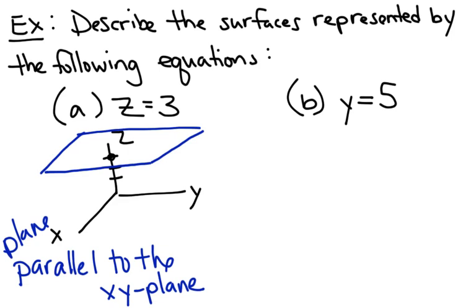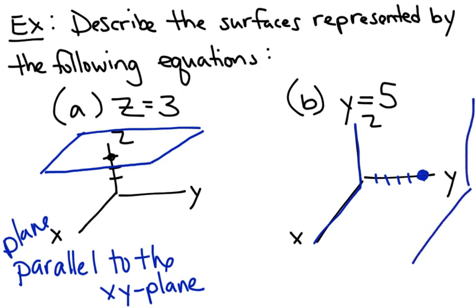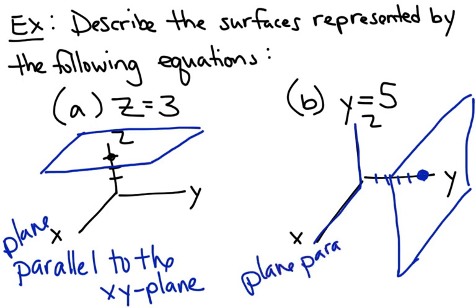For y equals 5, here's my 3-dimensional coordinate plane. Let's say y equals 5 is here. It would be some plane parallel to the xz coordinate plane. So it would look something probably like this. And I don't know how big the space is, but that's what it would look like. So it's a plane parallel to the xz plane.